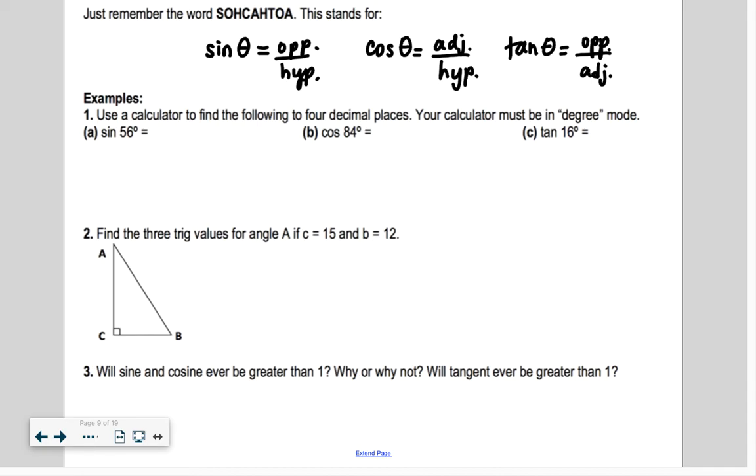Sohcahtoa, so that's how we remember it, is the letters SOH, do you guys see it? Sine equals opposite over hypotenuse, cosine equals adjacent over hypotenuse, and tangent equals opposite over adjacent. Okay, do you guys see all those letters? If you can spell this word, you will be golden. You'll be able to do this. Can you all spell that word?